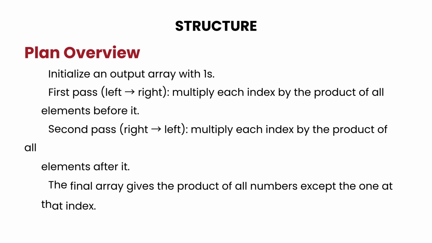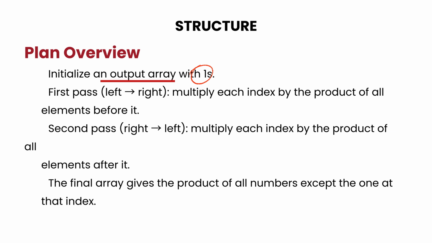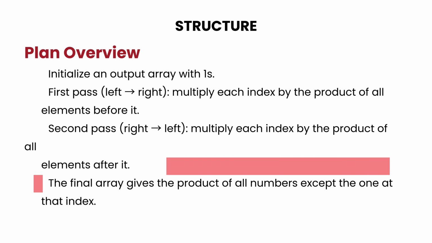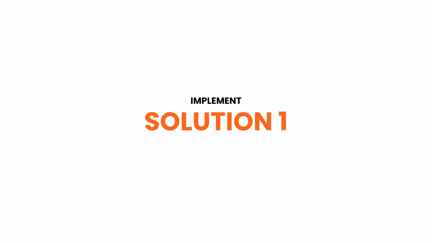Here's our structure. Create an output array, initialized to ones. Pass left to right. For each index, multiply in the product of all numbers to the left, the prefix, updating the output. Pass right to left. For each index, multiply in the product of all numbers to the right, the suffix, updating the output again. The result is the product of everything except self at every index. Let's try to implement it using solution 1.